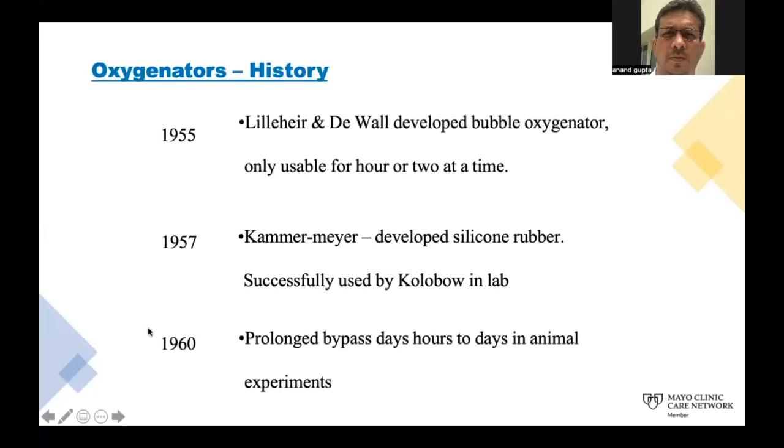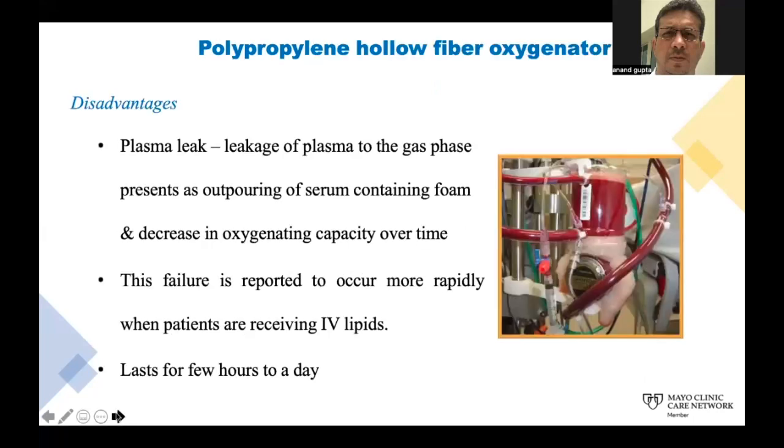So a little bit of history: Clowes and De Wall developed the bubble oxygenator in 1955, which was usable for 1 to 2 hours. Cameron and Mayer then, after a few years, developed the silicone rubber oxygenator, successfully used for the cardiopulmonary bypass in the lab. And then after, they could use it for bypass for days. What was the disadvantage of this polypropylene hollow fiber oxygenator?